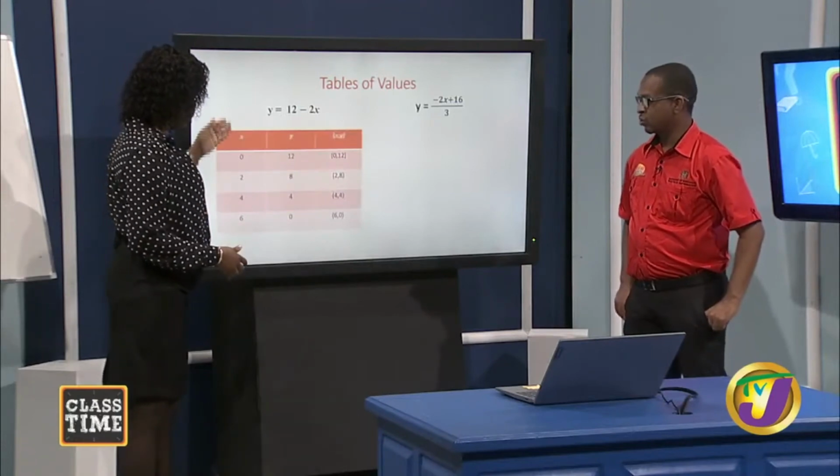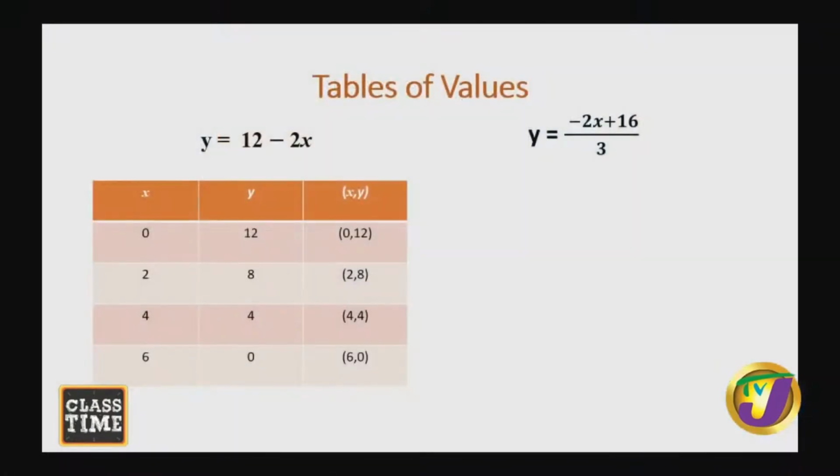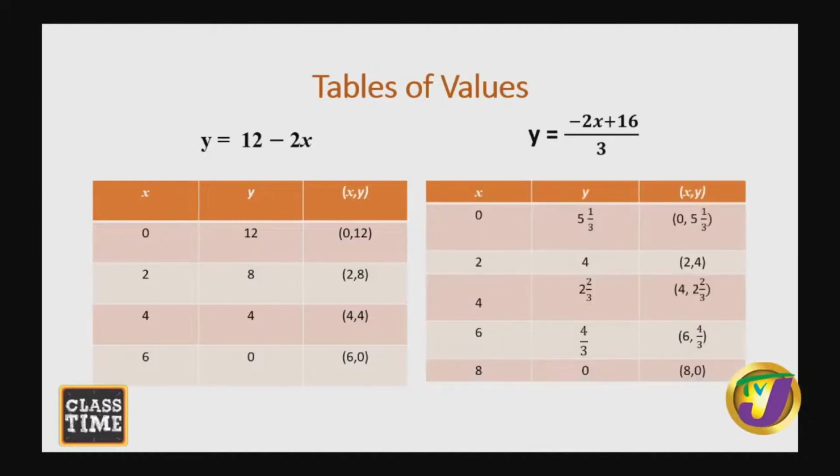In this table, substituting these values for x, when x is 0, we note that y is 12. When x is 2, y is 8. When x is 4, y is 4. And when x is 6, we find that y is 0. So these are the points that were generated for the first equation. For the other equation, we're doing a similar substitution. We substitute 0 into the equation, and we get 5 and 1/3.